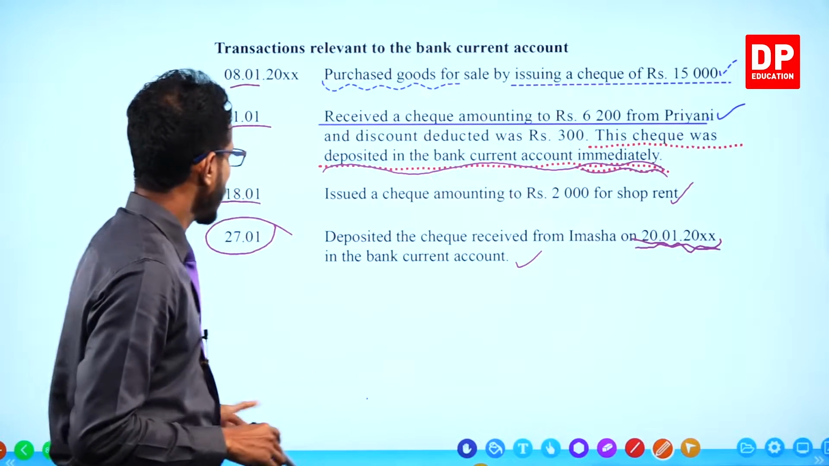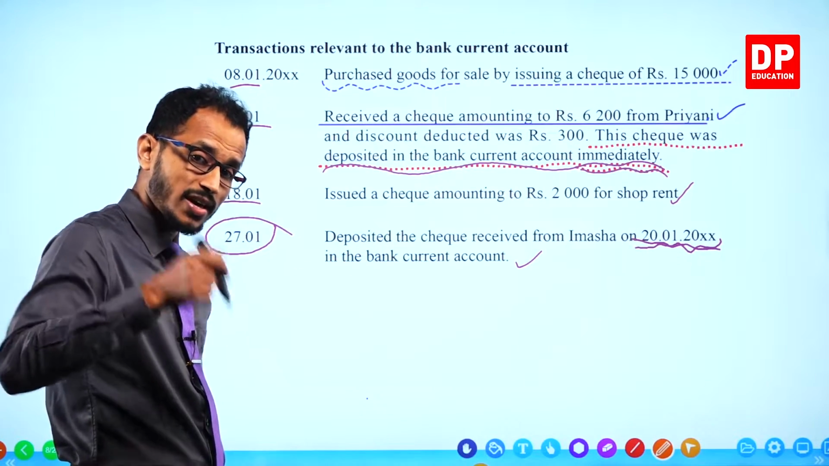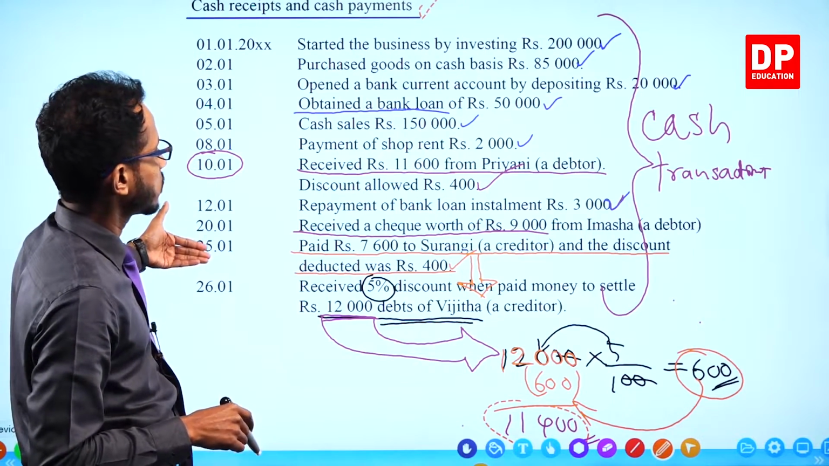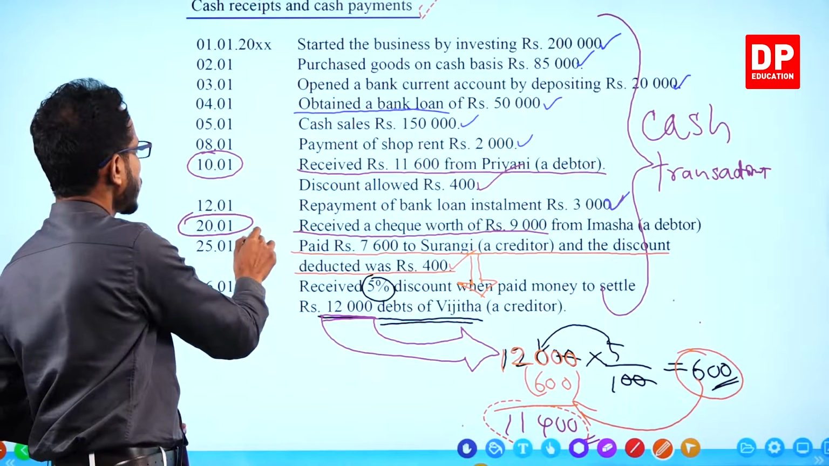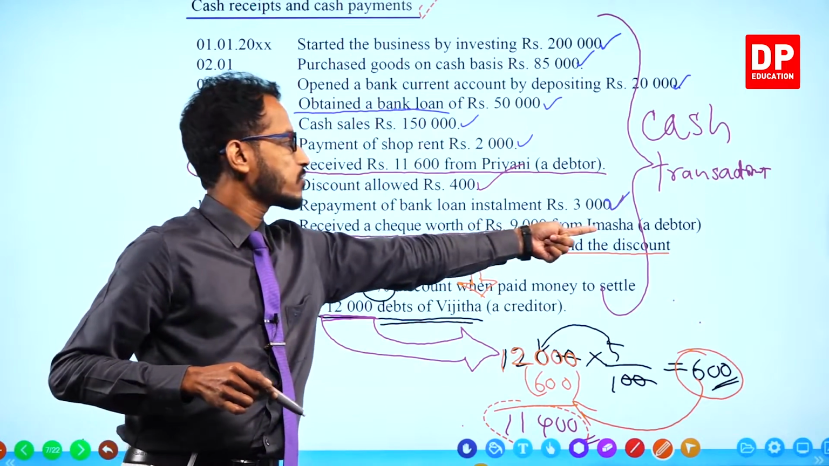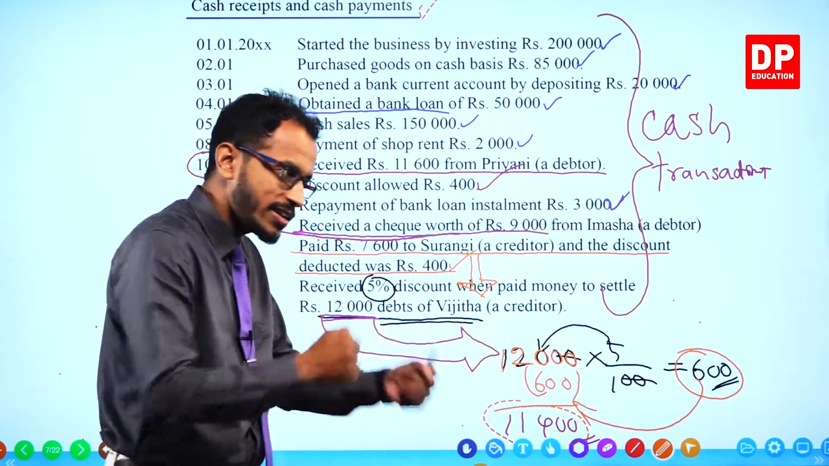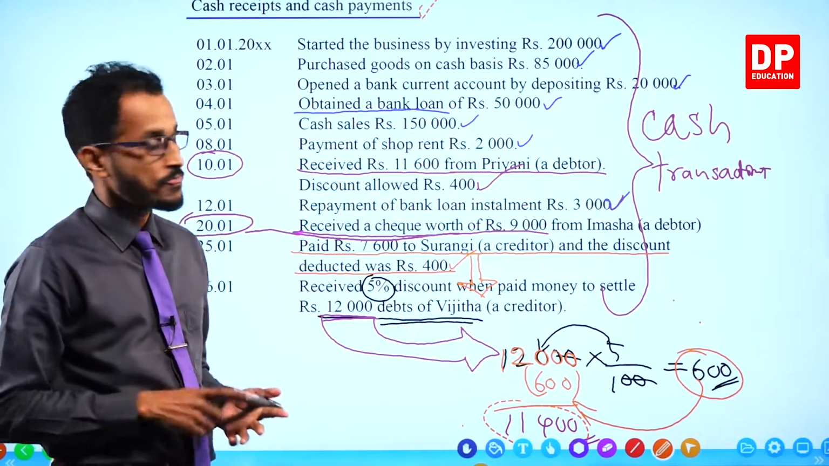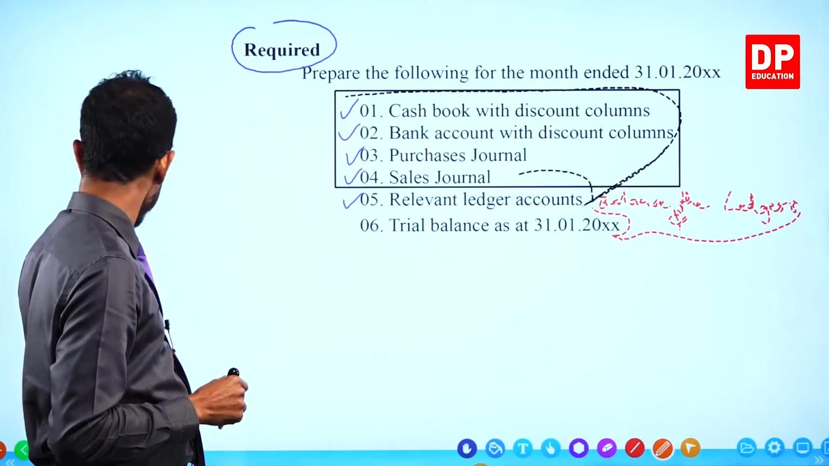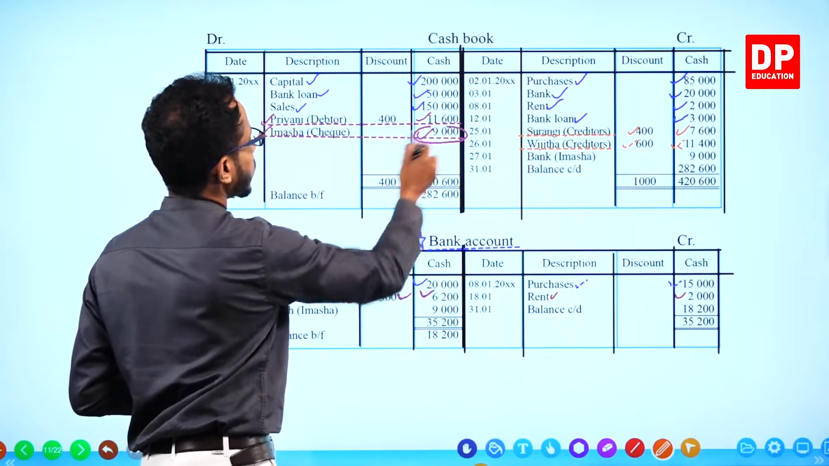Children, it is a check which was put to your cash drawer, which means it should be here. There you go. 20th, received a check of 9,000 from Imasha. This check was not sent to the bank immediately. We didn't run to the bank with the check. We kept the check in the cash drawer. So this check is recorded in the cash book. Here you go. 20th, this check.